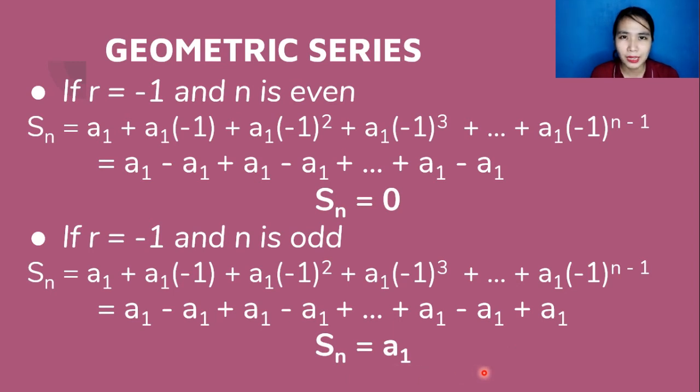So in finding the sum of a finite geometric sequence, if r is equal to negative 1 and our n is an odd number, it will always be equal to a sub 1, or the first term.